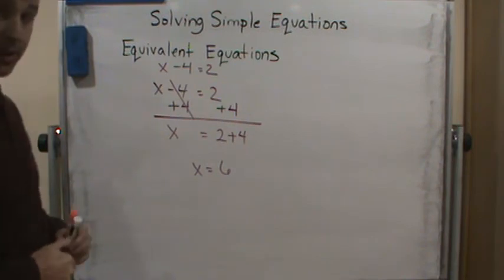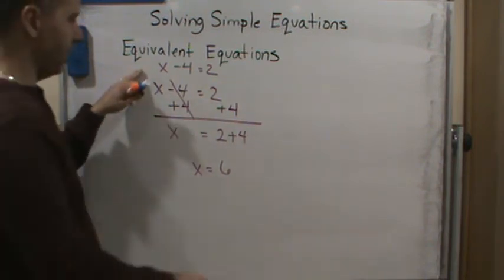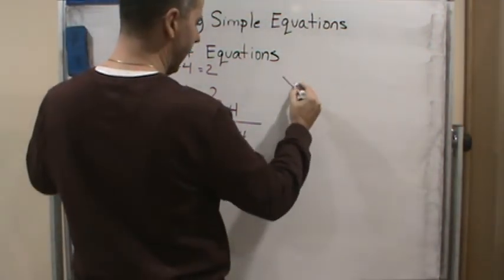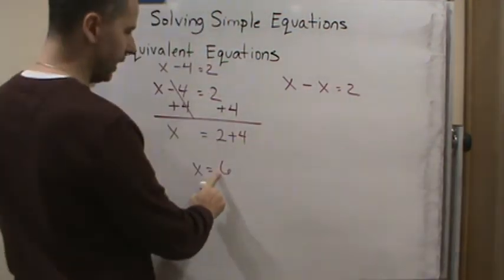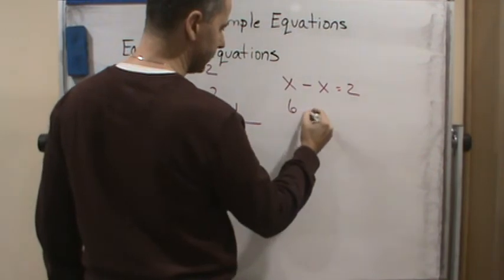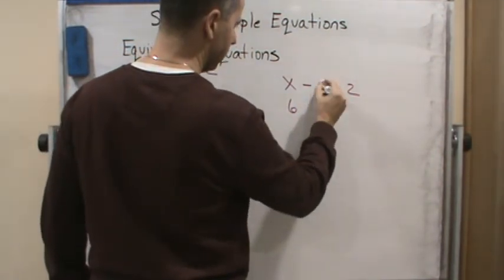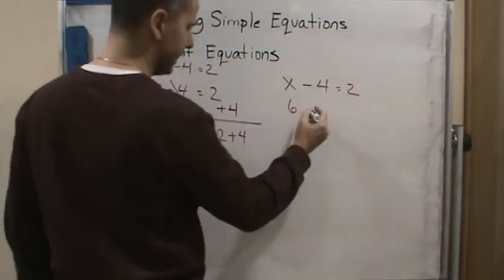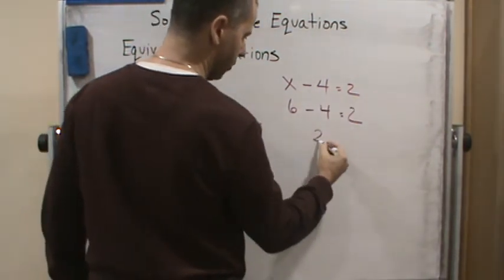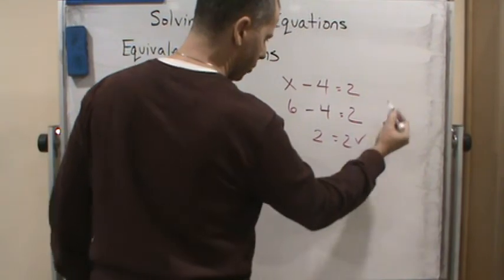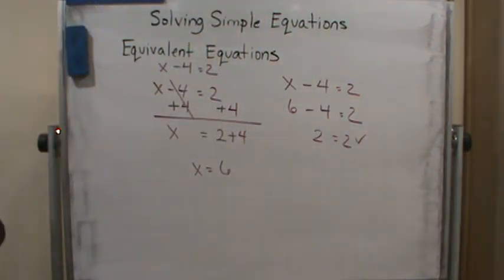So now how do I check? I go back to my original equation and plug it in. So now plug in 6 here, and I get 6 minus 4 is equal to 2. Well, 6 minus 4 is 2. So I get 2 equals 2, and therefore it checks. Okay? And I did it right.